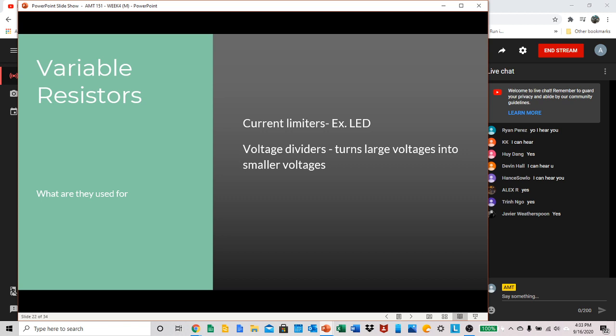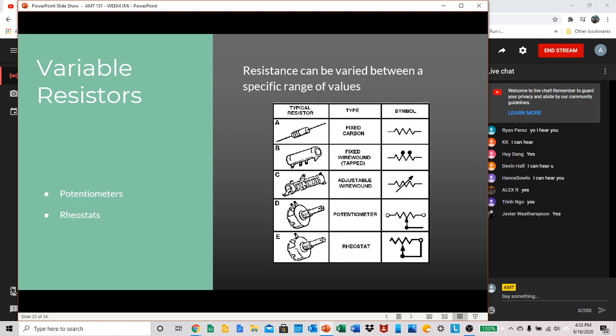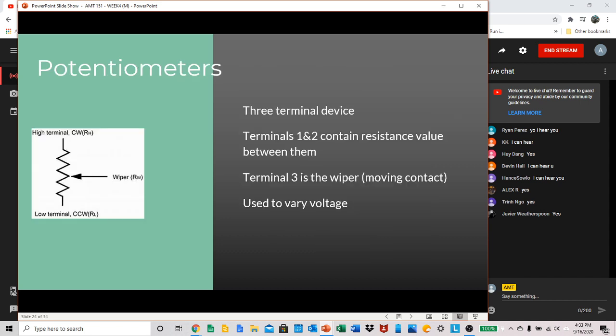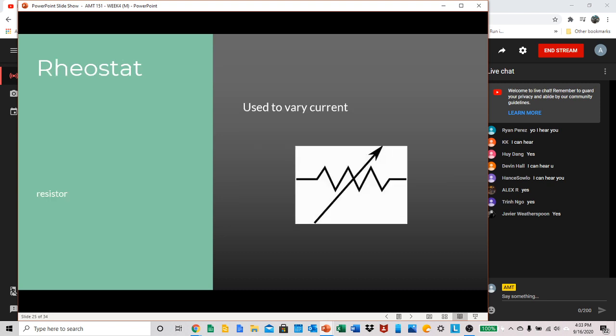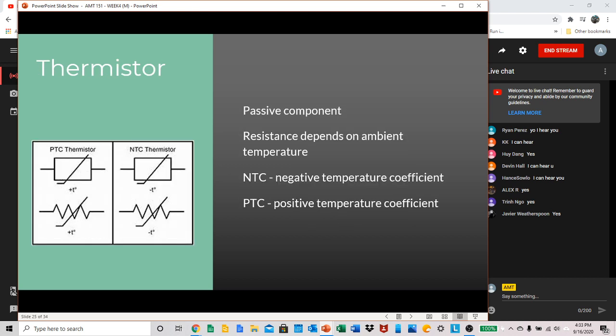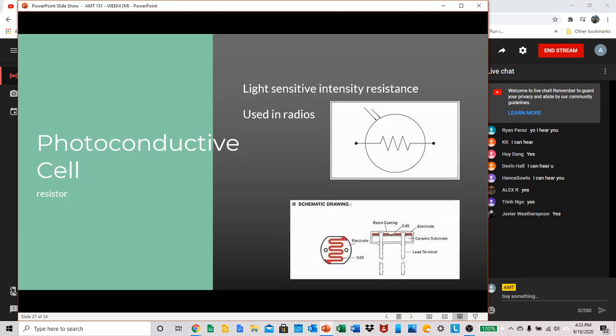It talked about variable resistors, what they're used for. Here's a little chart of some variable resistors, potentiometers, fixed wound, adjustable, and what their electric symbols are. Potentiometers, so you guys can read through that about potentiometers and rheostats used to vary current. Thermistors, okay, passive component, they operate on temperature. And photoconductive cells that operate on light sensitivity.